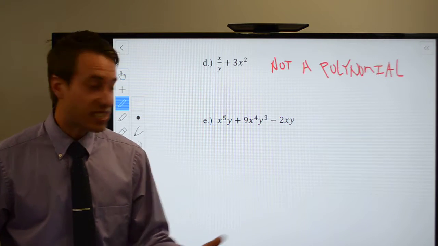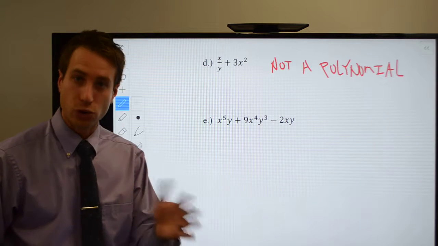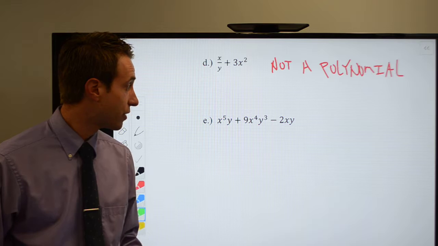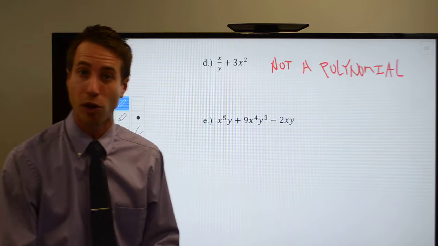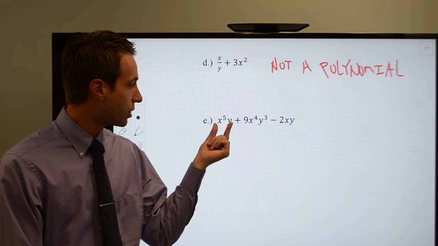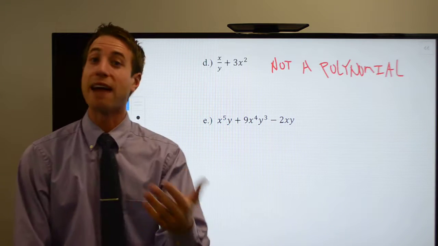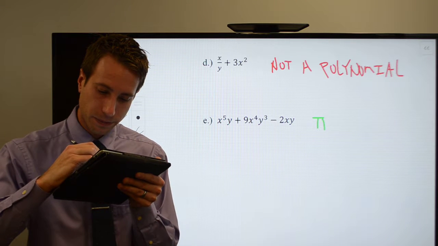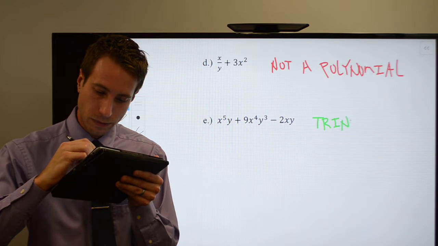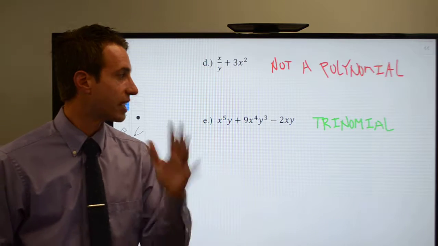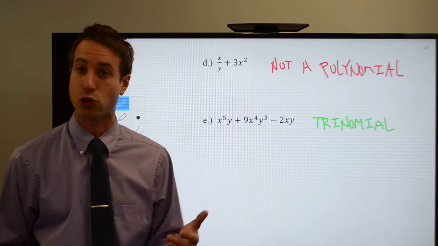Okay, I don't see any radicals or square roots. I don't see any negative exponents, and I don't see division by variables. So we're good. This is definitely a polynomial. Now, what kind of polynomial is it? Well, I have one term, two terms, three terms, so this is what we would call a trinomial. So it is a polynomial, specifically a trinomial.